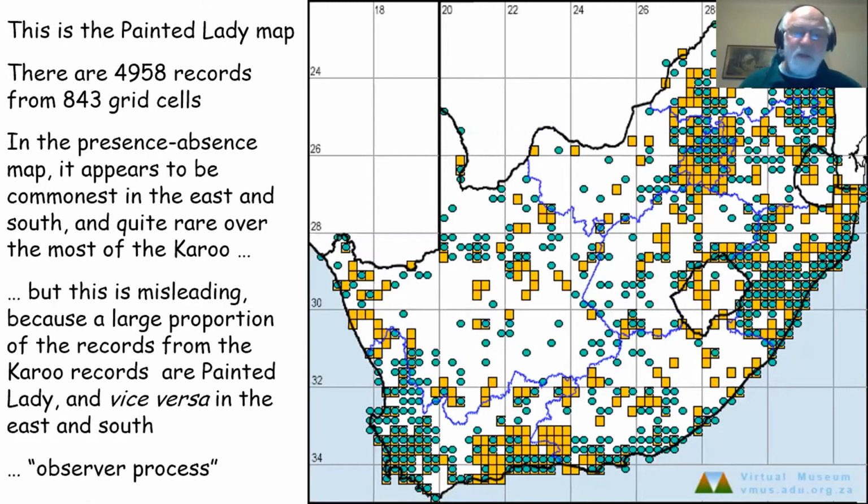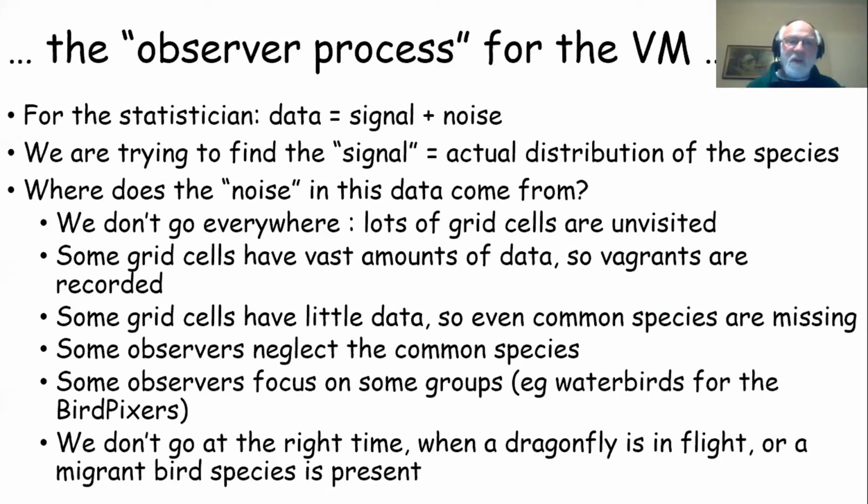Okay, so that brings us on to what I call the observer process. So observer process is really what is causing a lot of the noise in data. So observer doesn't necessarily mean citizen scientist observer. It can be a professional biologist measuring the size of eggs, and there's a little bit of error, a little bit of noise in the measurements. So signal plus noise, and we are trying to find the signal, the actual distribution of the species. That's what signal means in this context.